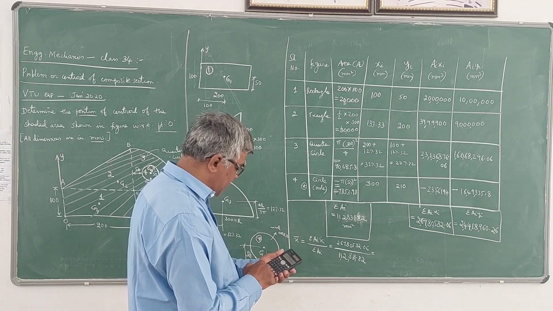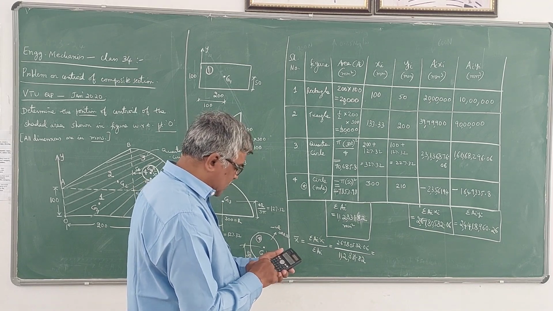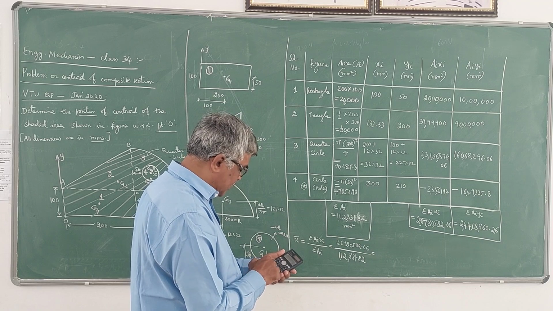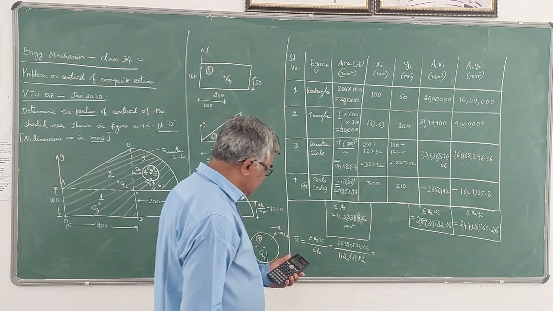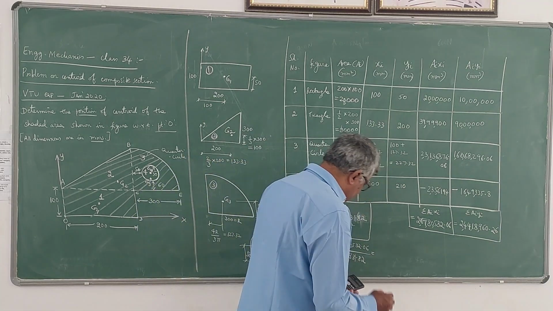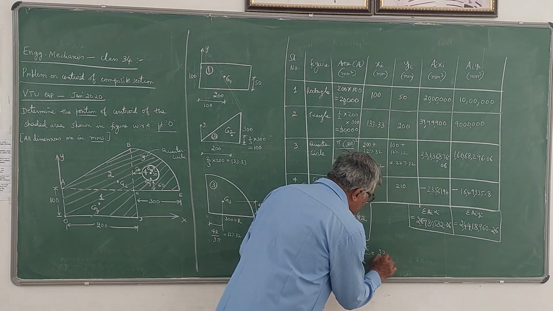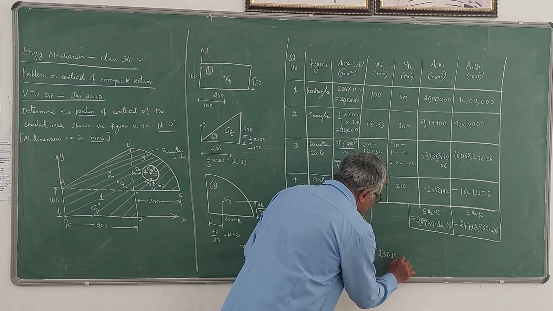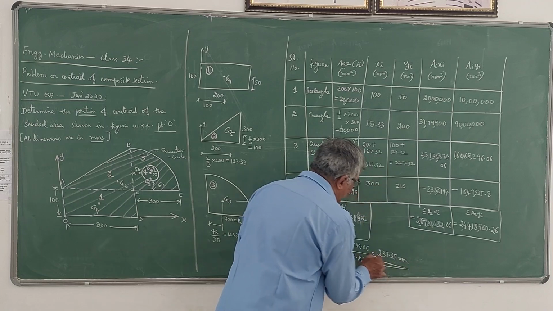Now if you divide 26780582.06 by 112,831.82, which is 237.35 millimeter. So that is the value of x bar.